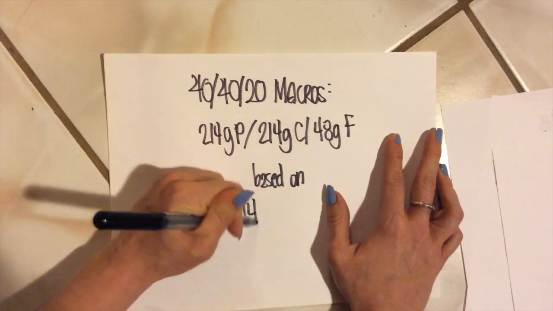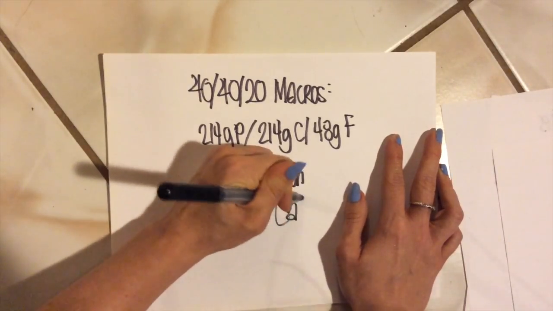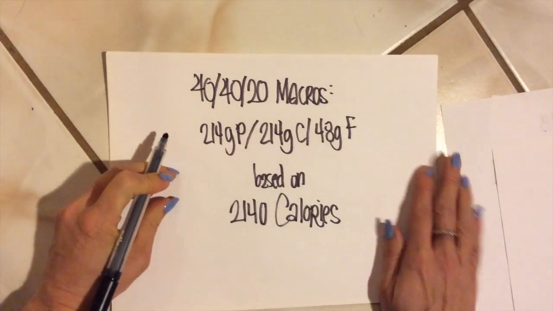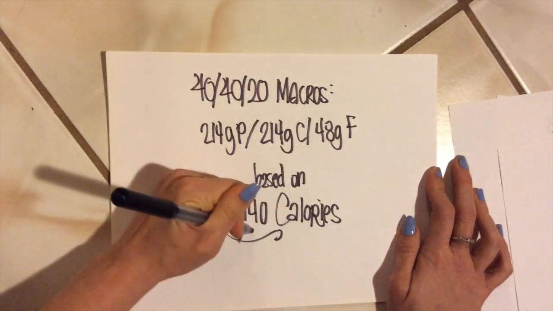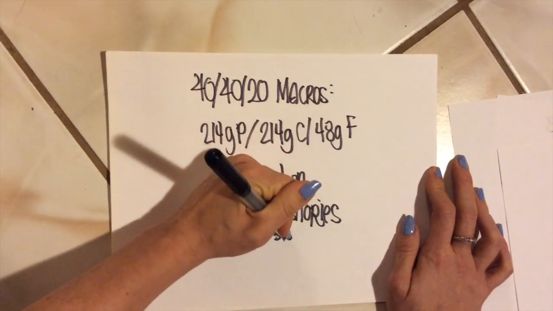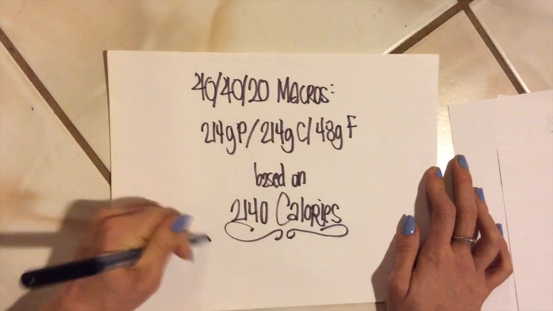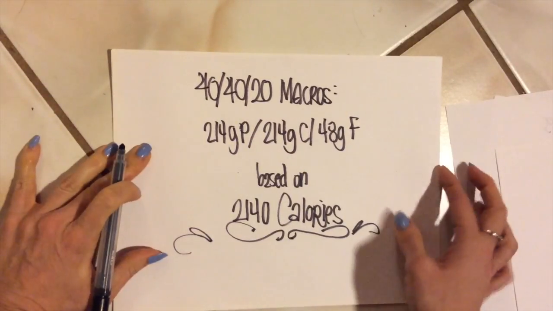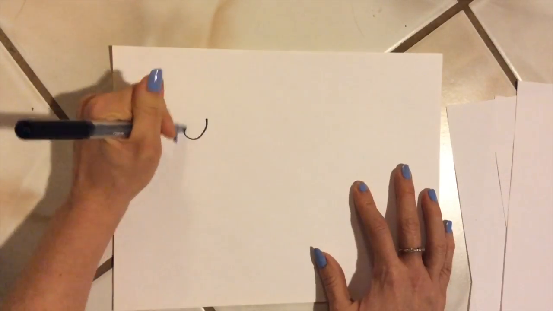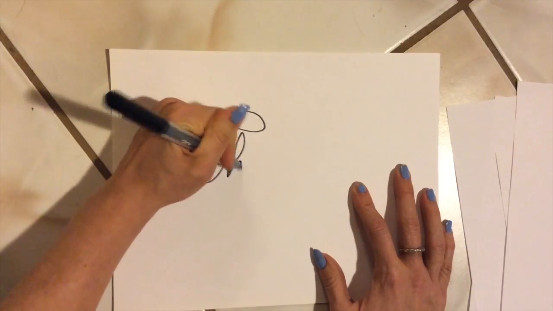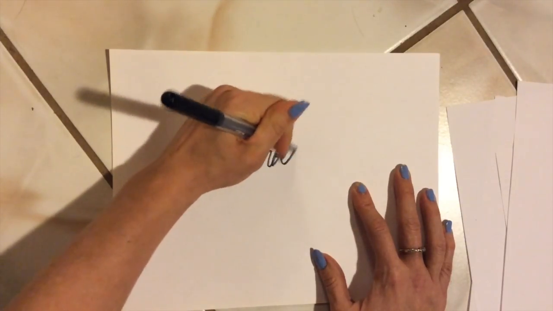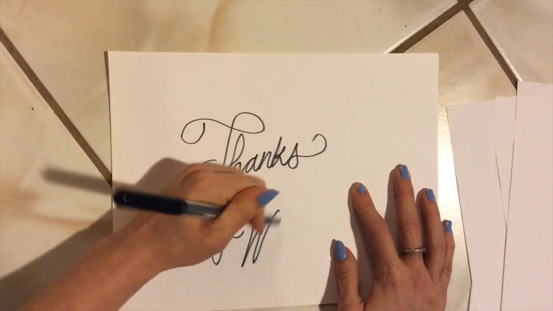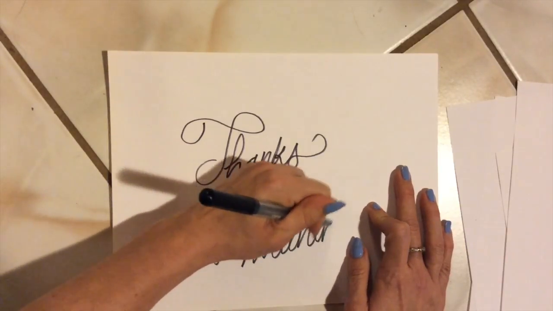There you have it. I hope this example was very helpful. 40, 40, 20 macros, breaking down to their individual nutrient ratios, grams needed per macronutrient. And of course, if you were to check your work, you could do 214 times 4, 214 times 4, 48 times 9, and that number, of course, is going to give you the calorie number that you first started with. So there are a bunch of ways that you can check your work.